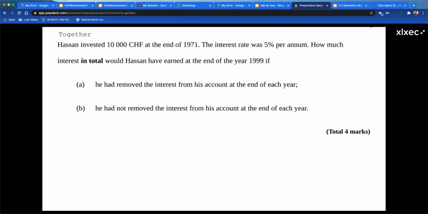simple interest formula. Let me annotate. Okay. So that's going to be I equals P, which is the 10,000. That's how much he initially invests. R, his rate, is 5%, so I put that in as a decimal. And then the number of years. If he invests that much money at the end of 1971, and he's trying to figure out his interest at the end of 1999, how many years is that?